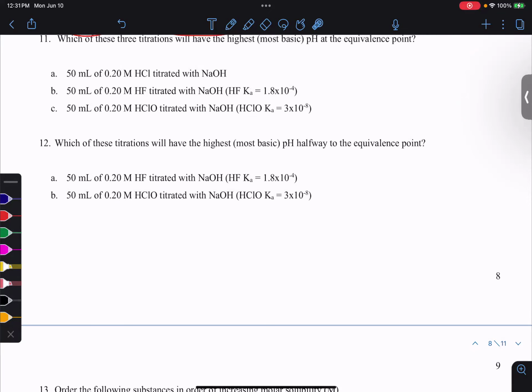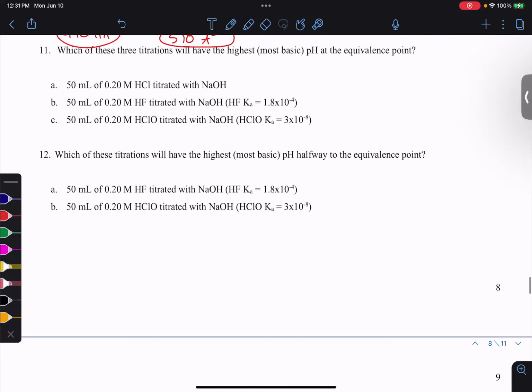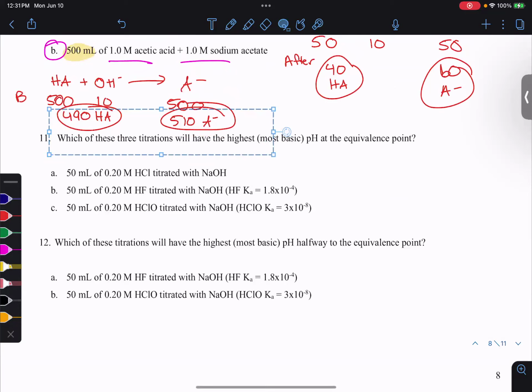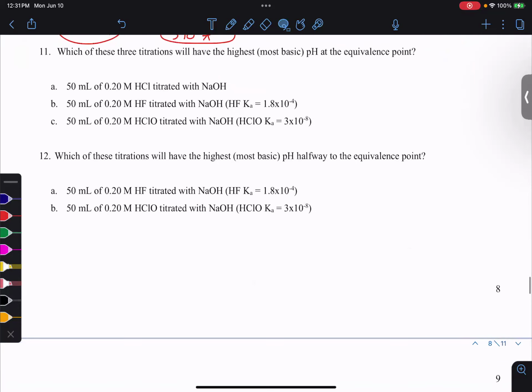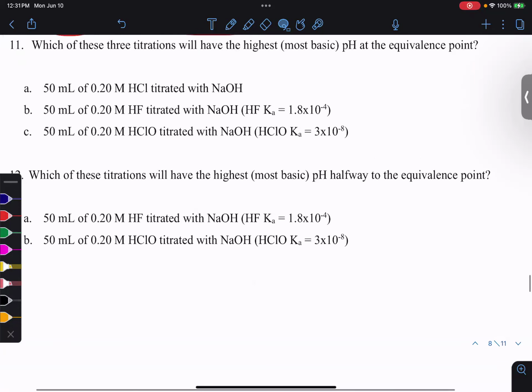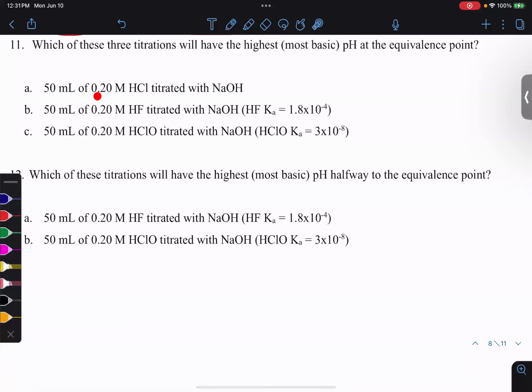Okay, so which of these 3 titrations is going to have the highest, or most basic, pH at the equivalence point? All right, so I have 3 titrations. The first one is between a strong acid and a strong base. Here's HF and a strong base, and here is hypochlorous acid and a strong base. Notice these acids are what's in your Erlenmeyer flask, and then you're dropping sodium hydroxide in from your burette.